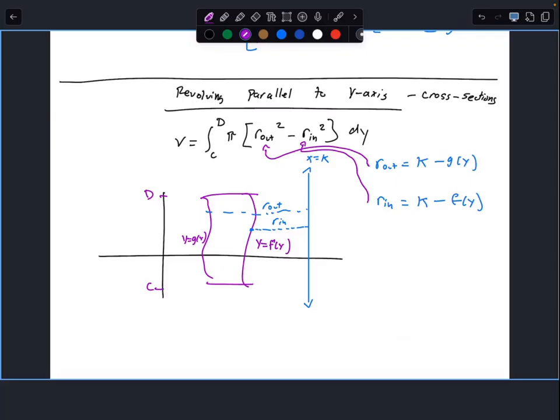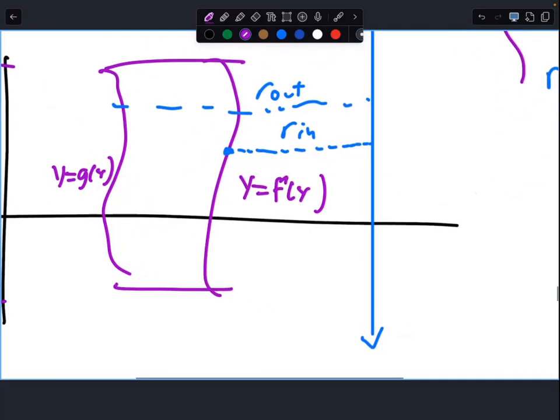So you have y equals g of x and then y equals g of y. No, they're both y's. They're both y's. Yeah.